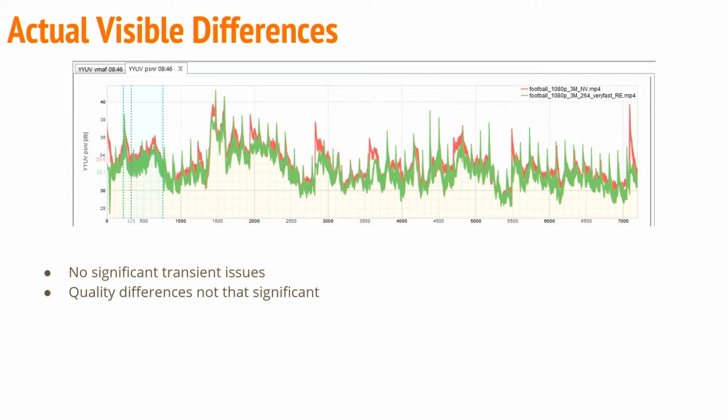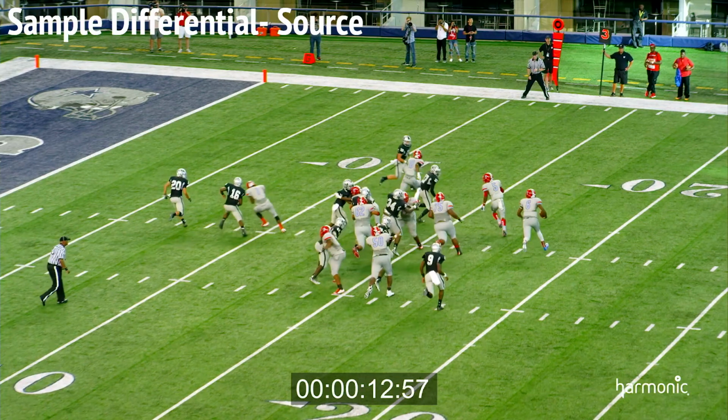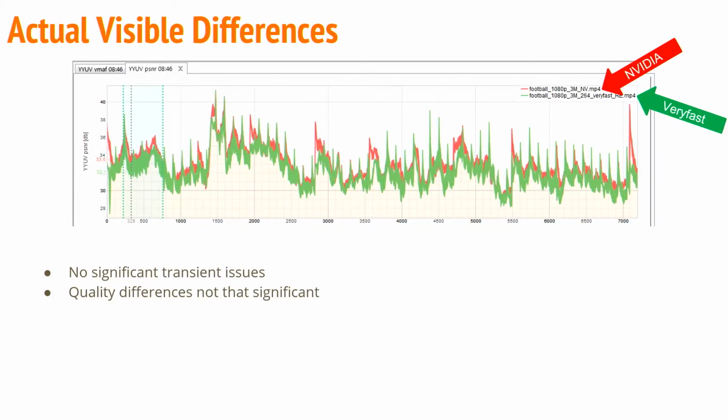We're seeing a little bit more stream variability, as we saw in the dinner scene. NVIDIA is in red, very fast is in green, with no real big downward spikes. If you look at the clips themselves, what I would do here is go to an area like this or an area like this where there appears to be a lot of difference, and then look at the actual frames.